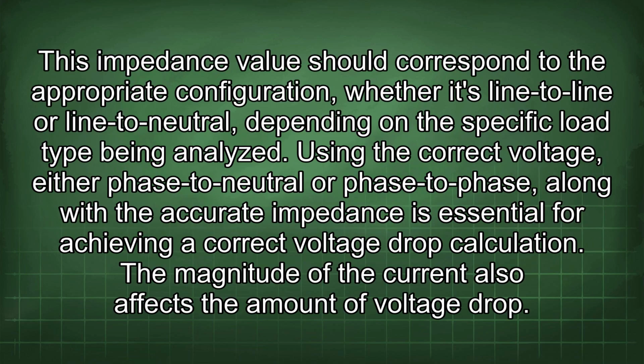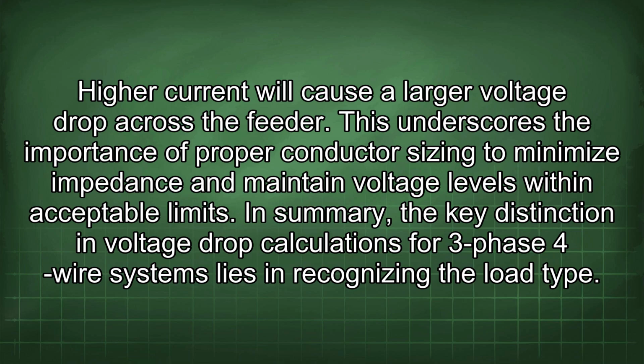This impedance value should correspond to the appropriate configuration, whether it's line-to-line or line-to-neutral, depending on the specific load type being analyzed. Using the correct voltage, either phase-to-neutral or phase-to-phase, along with the accurate impedance is essential for achieving a correct voltage drop calculation. The magnitude of the current also affects the amount of voltage drop. Higher current will cause a larger voltage drop across the feeder. This underscores the importance of proper conductor sizing to minimize impedance and maintain voltage levels within acceptable limits.